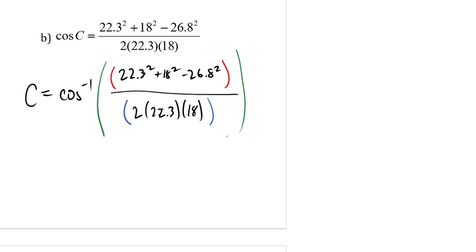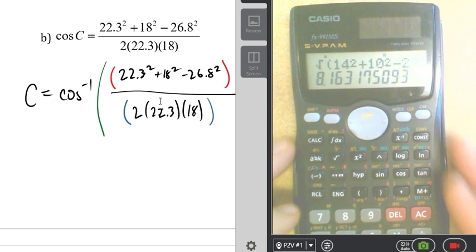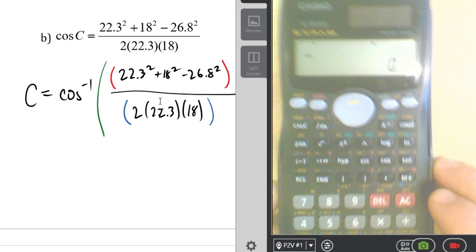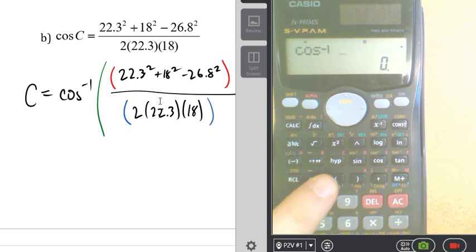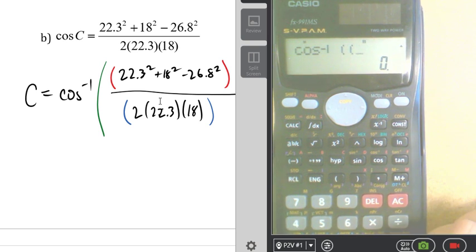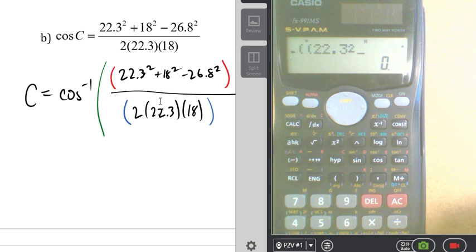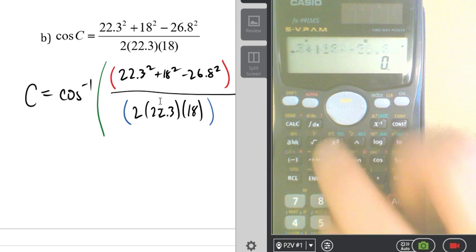So watch again as I do this. And we'll pair up the brackets. Okay, so just put your calculator down, watch if you like. Shift cos, that's the open green bracket. That's the open red bracket. So now I'm going to do the whole top. And just watch, I type it in. 22.3 squared plus 18 squared minus 26.8 squared.